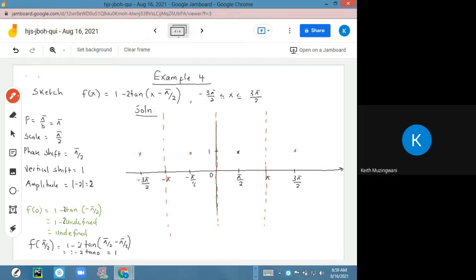Now it's a stretch. So what you do is you get your amplitude, add it to the vertical shift. So you add 1 plus 2, you get 3. Subtract 1 minus 2, you get negative 1. And use those points to sketch. Now remember, this guy is negative. We have 1 minus 2 tan. So because of the minus, the orientation will change. When you get to 3, you go in between. I've missed the point, so I don't have to miss it. So you start from there. When you get here, you approach, come down like that.